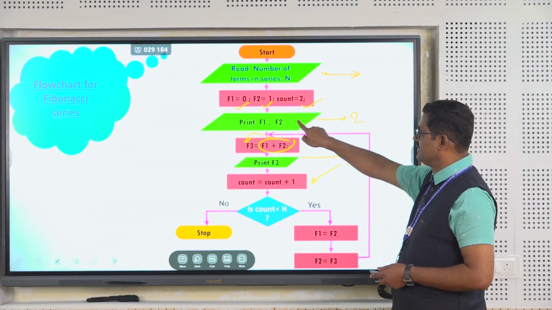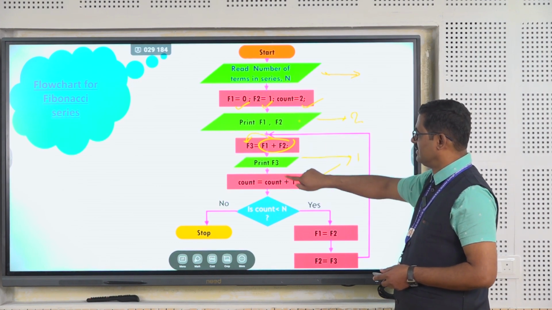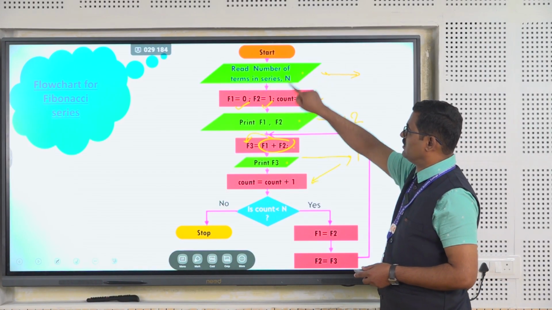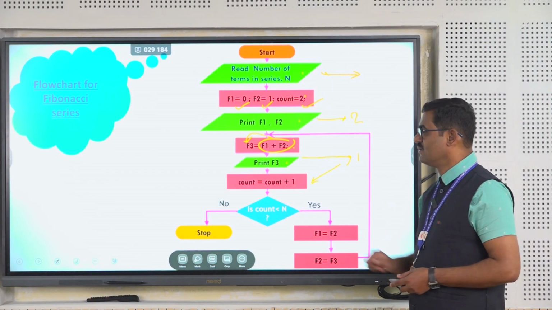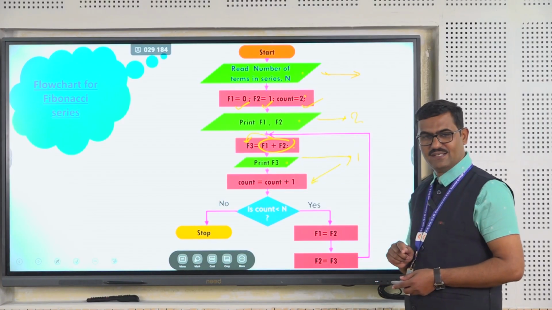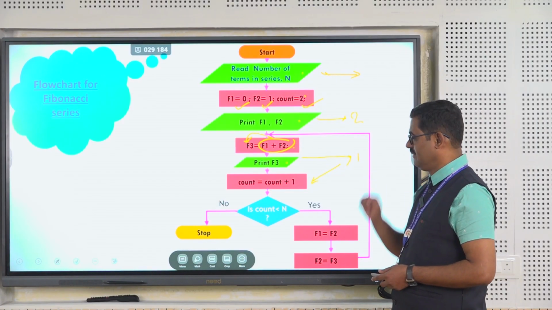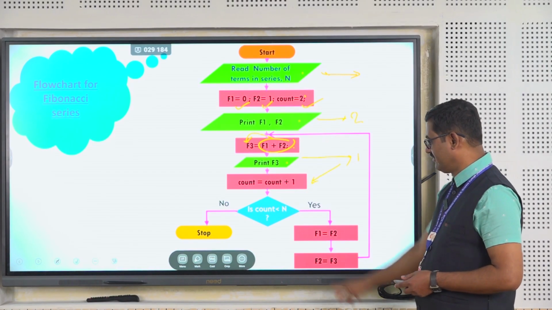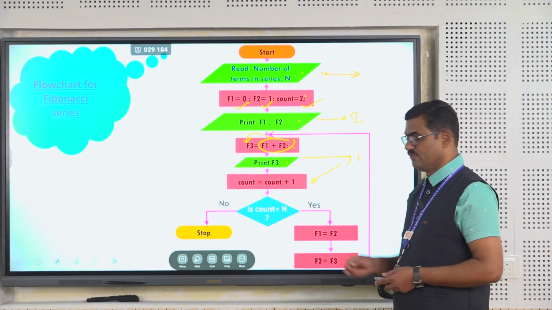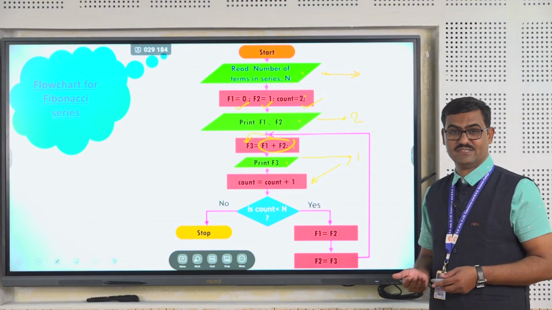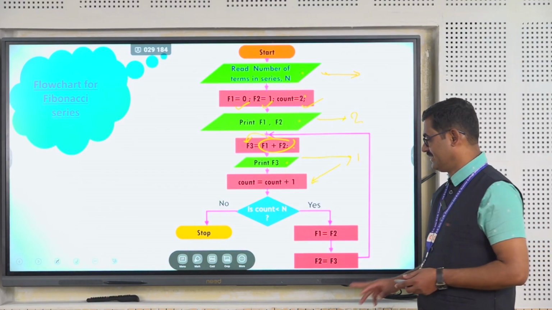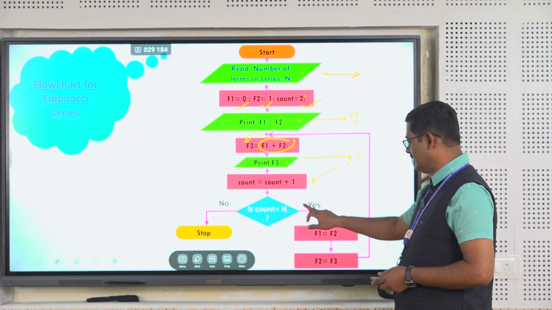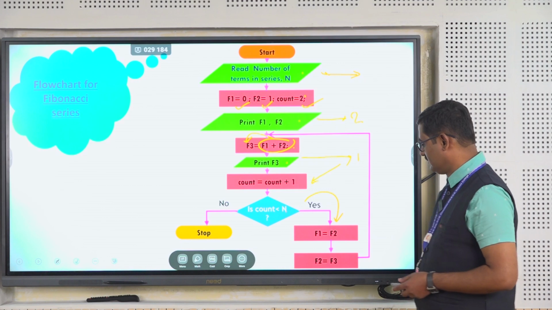Now you can see here, this is output, this is also output, and this is process, this is process, this is input. So for input we are using a parallelogram, for process we are using a rectangle, and for output we are using a parallelogram again. So after the increment in count, check whether your count is less than or equal to n, because you want to generate the number of terms. 3 terms are already generated. So if count is less than or equal to n, then do this, alter the values.